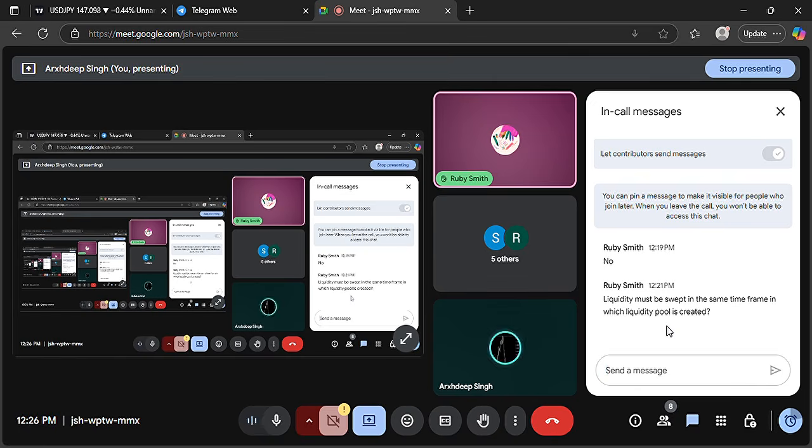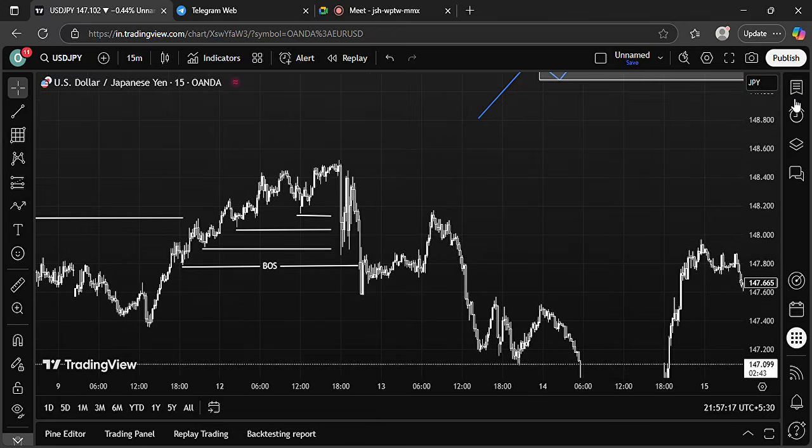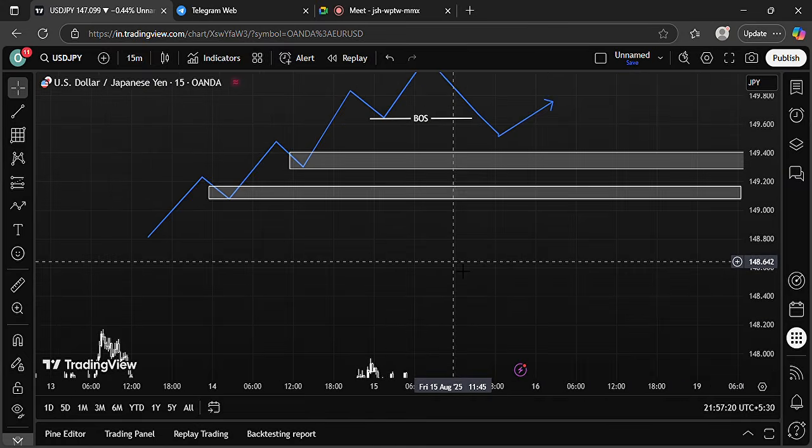What I want to ask is, if a liquidity pool is created in the 1 hour time frame, and we see the same liquidity pool in the 4H time frame, do we consider the 1 hour or the 4H time frame? A liquidity pool can be created in 15 minutes, 1 hour or 4 hour, it doesn't matter. If you see a liquidity pool in 4 hour or 1 hour, you wait for a sweep from either side, then you look for confirmations in 15 minutes.